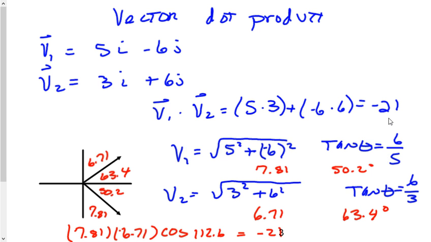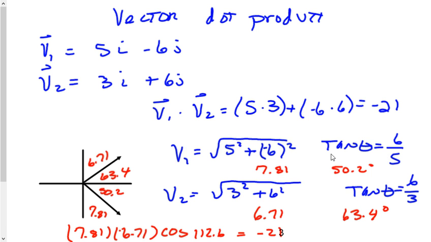Now what's another way of doing it? Well, we can do a vector dot product by taking vector 1 times vector 2 times the cosine of the angle theta between them. But in order to do that, we need to use the Pythagorean theorem to get the vectors' magnitudes, and also take the inverse tangent to get their angles. So vector 1 would be the square root of 5 squared plus negative 6 squared, and that equals 7.81.